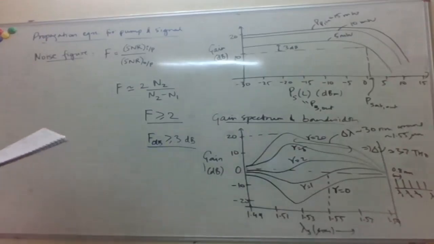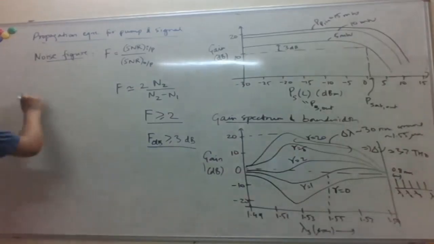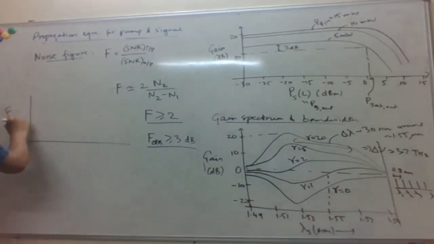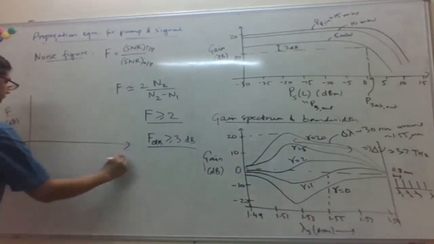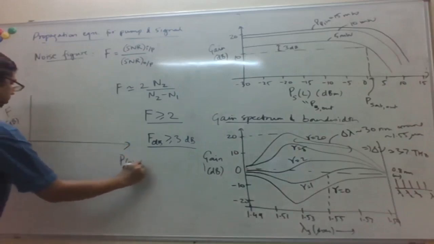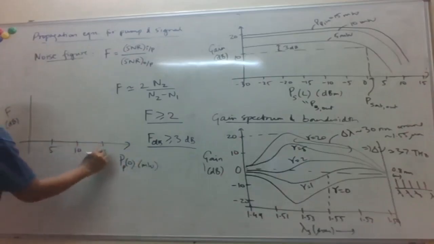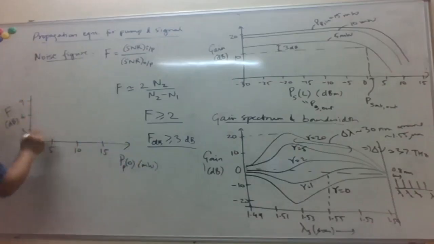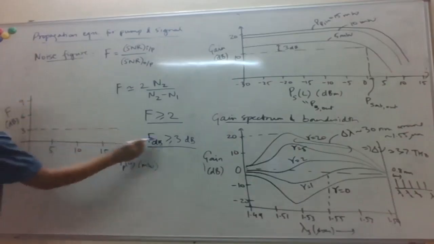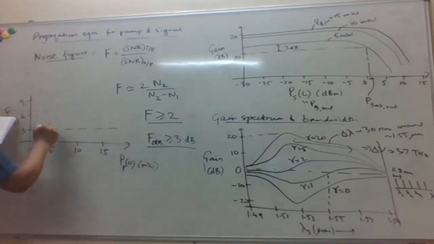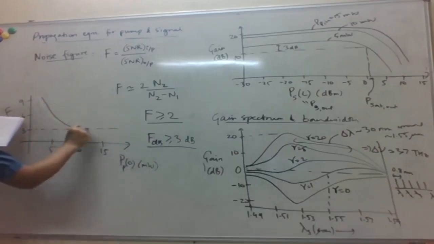Okay, so typically, for example, if you plot the noise figure here in dB versus input pump power in milliwatt. Right, so this 3 dB is sort of the best you can do. So typically, it starts from a high noise figure, but then for high pump powers, it sort of approaches this ideal limit.